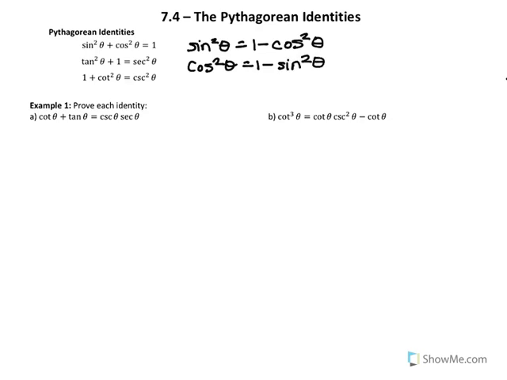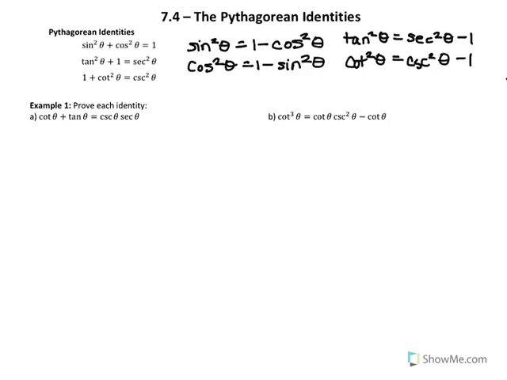We can do the same thing with the tangents and the cotangents. So I can say that tangent squared theta is the same as secant squared theta minus 1. I can also say that cotangent squared theta is equal to cosecant squared theta minus 1. So these are our new identities.